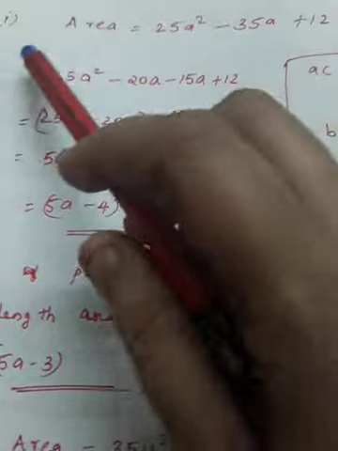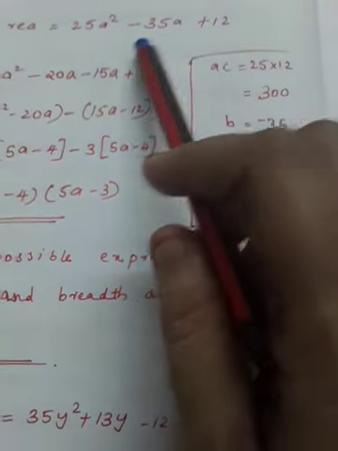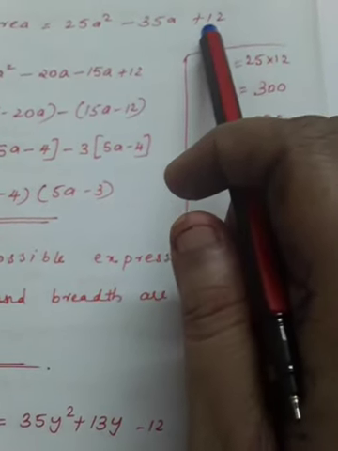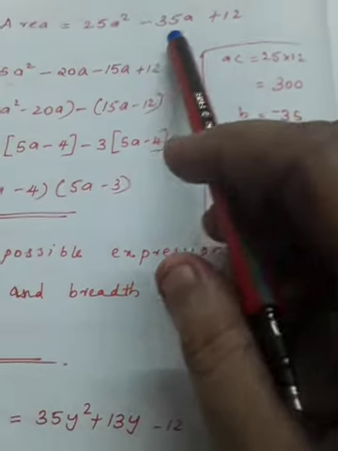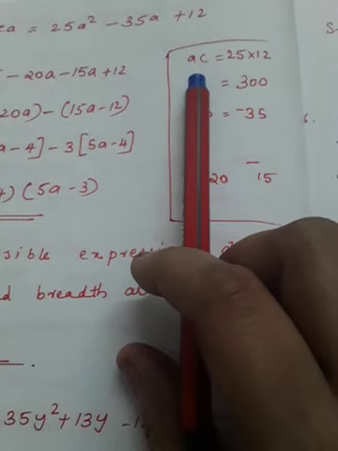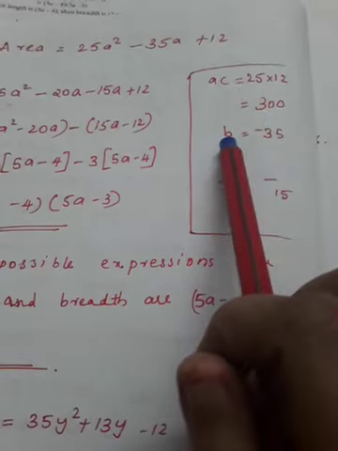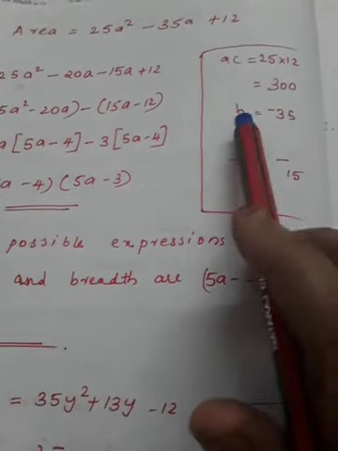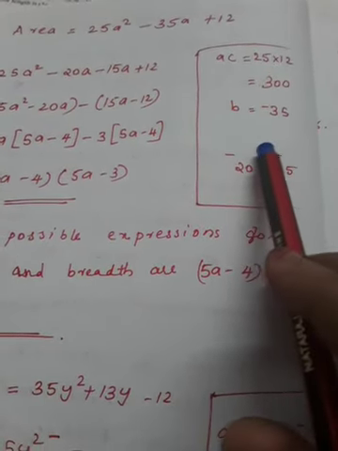So here the first question is, area is given as 25a square minus 35a plus 12. So here the first term is a perfect square, the last term is not a perfect square. So we can understand that we need to use the identity x plus a into x plus b. So we should use the splitting the middle term method. So AC is 25 into 12, 300. B is negative 35. So here we need to get product 300 and sum 35. Both having negative symbols, that also you can understand.